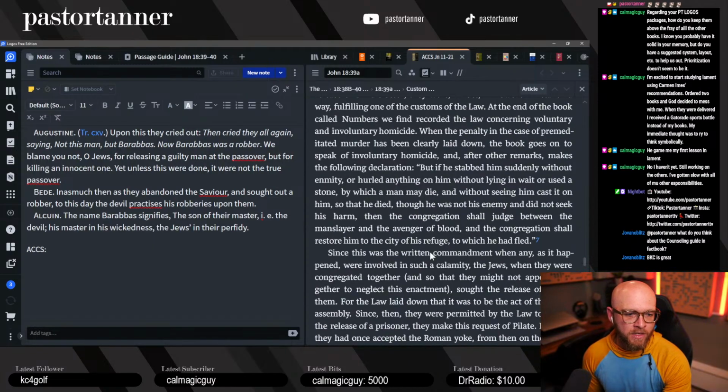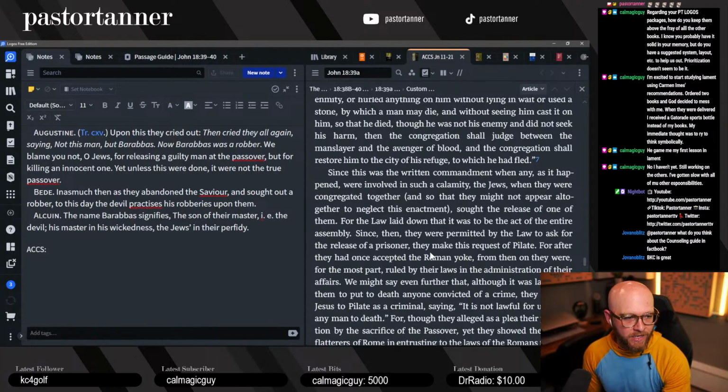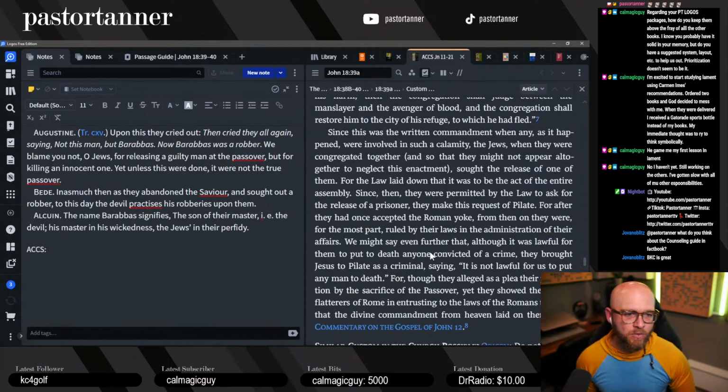Since this was the written commandment, when any, as it happened, were involved in such a calamity, the Jews, when they were congregated together, and so that they might not appear altogether to neglect this enactment, sought the release of one of them. For the law laid down that it was to be the act of the entire assembly. Since then they were permitted by the law to ask for the release of a prisoner, they make this request to Pilate. For after they had once accepted the Roman yoke, from then on they were for the most part ruled by their laws and the administration of their affairs.